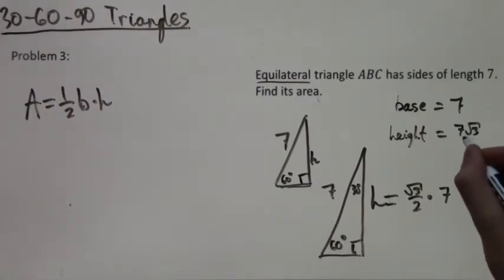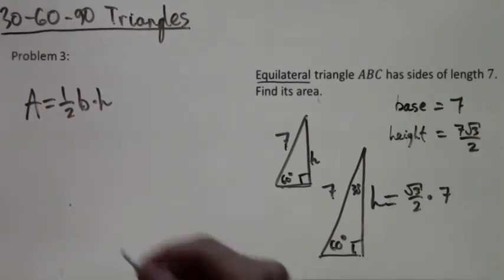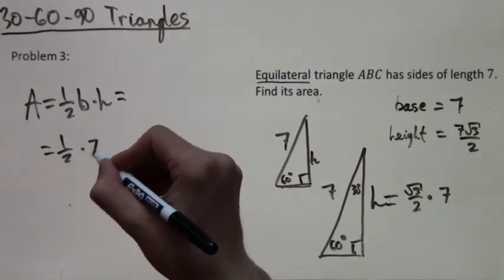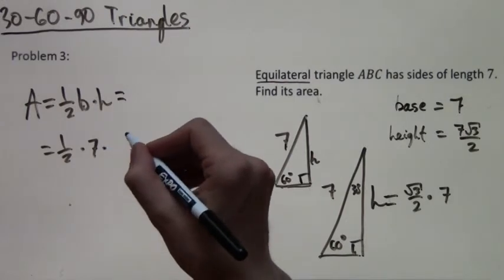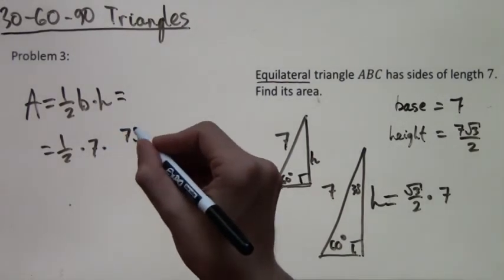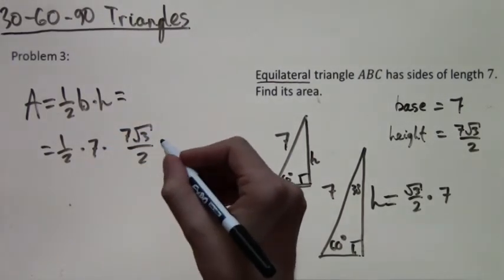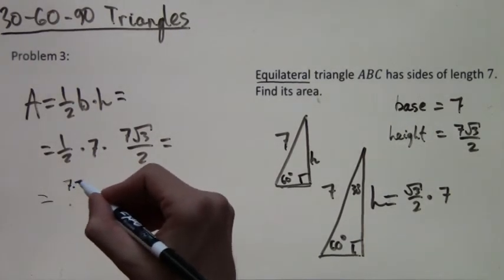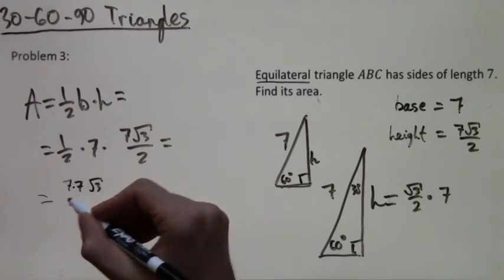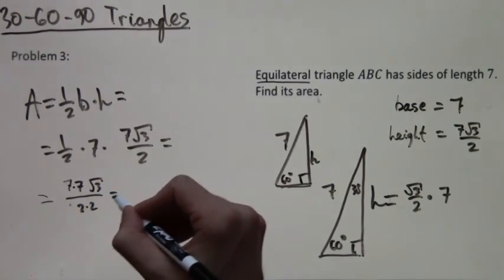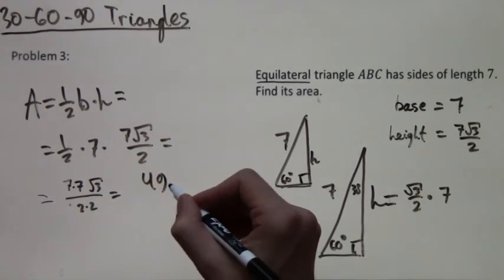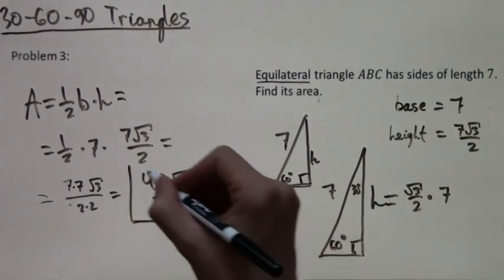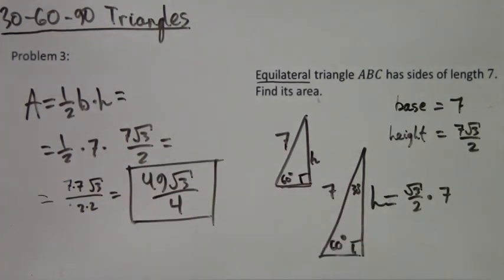So now all I've got to do is multiply the base times the height and divide it by 2. So I do just that. Base is 7, h is 7 root 3 over 2. And we multiply and get 7 times 7 on top and 2 times 2 on the bottom. So it's 49 root 3 over 4. And that is the area of our equilateral triangle. I hope these problems helped. Thank you for watching.